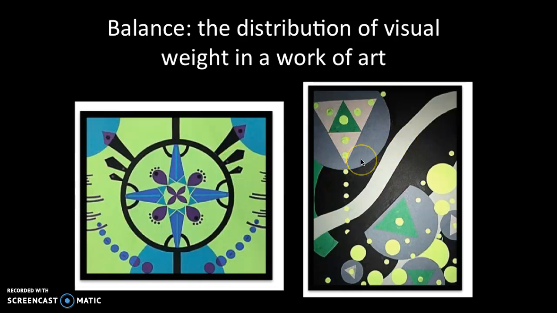This is also showing balance, this work of art. So this area right here has as many lines and shapes as this area. It's equally interesting on both sides. If this area just had one green triangle, that wouldn't be very balanced.